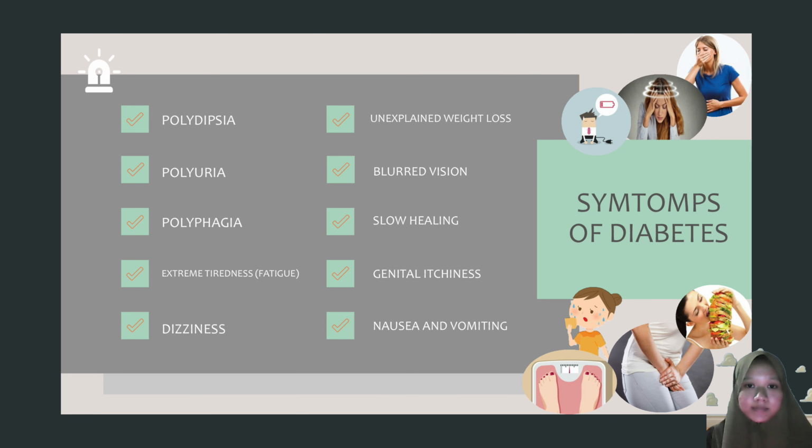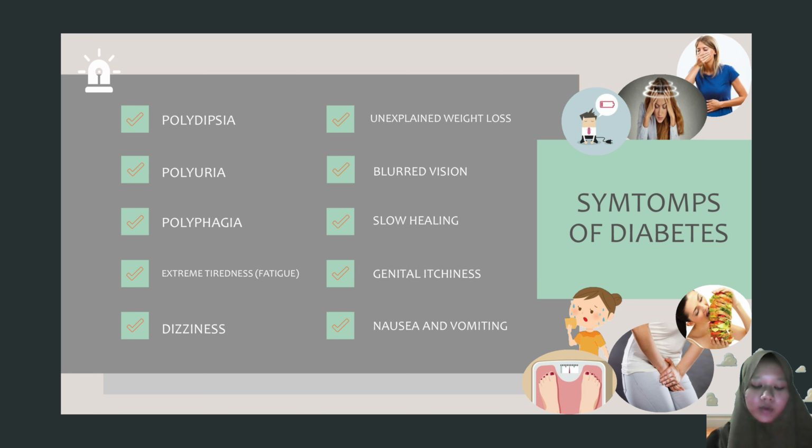Next one is about symptoms of diabetes. So, as we can see in the slide, there are a lot of common symptoms that can indicate diabetes. The first one is polydipsia. Polydipsia is the term given to excessive thirst and is one of the initial symptoms of diabetes that is also usually accompanied by temporary or prolonged dryness of the mouth.